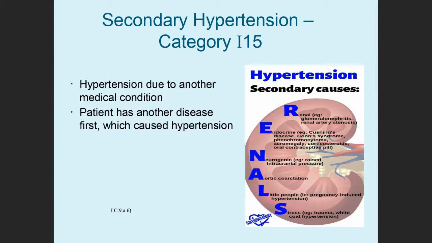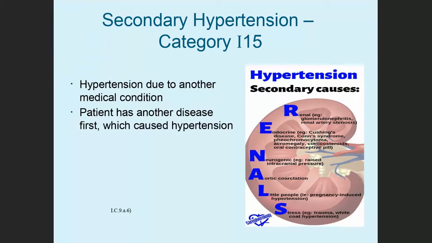Secondary hypertension. So for the code categories we've discussed so far, the hypertension was present first, and because the patient was hypertensive, they caused another disease, heart, kidney, or both. For secondary hypertension, the other condition was present first and caused the hypertension. So what causes secondary hypertension? Well, this slide shows some examples.